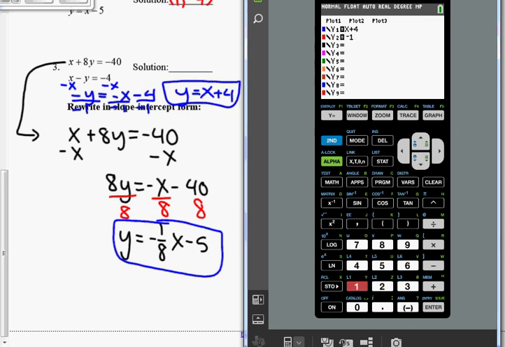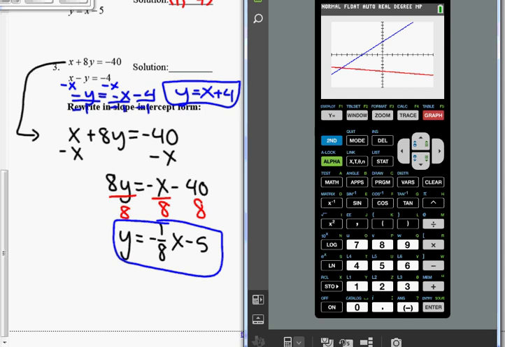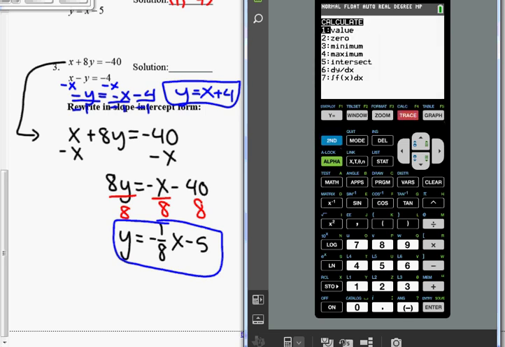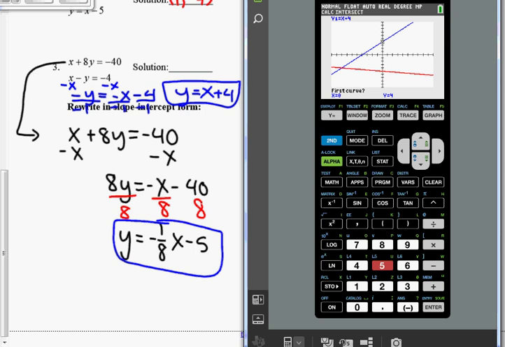We have negative 1/8. Make sure you use the negative button on that, not the subtraction button, and then minus 5. Graph those two. Second trace to get to our intersect function, number 5, and we hit enter 3 times until we see intersection on the bottom. So our intersection here is at -8, -4.